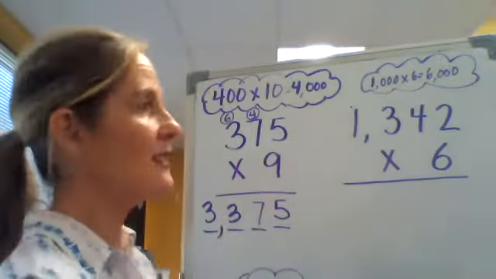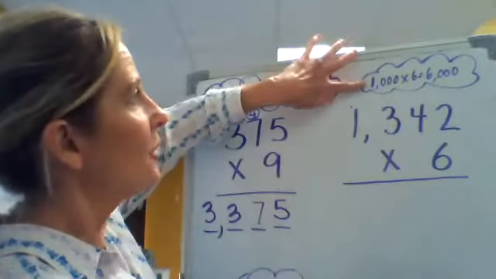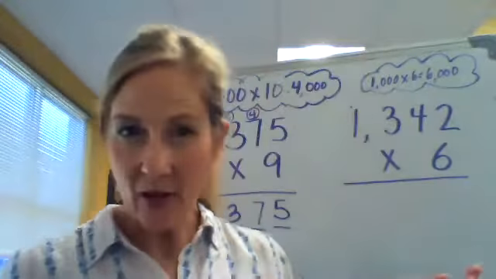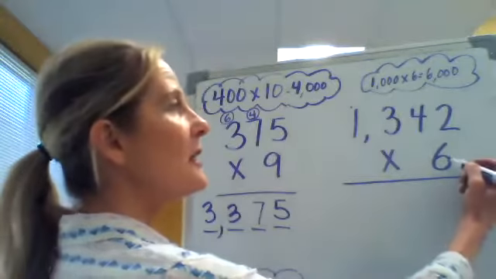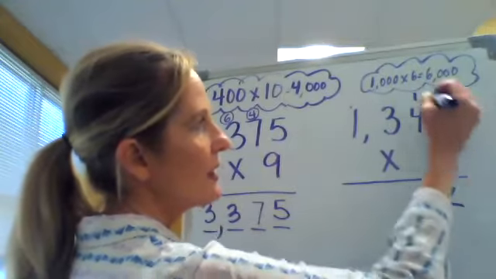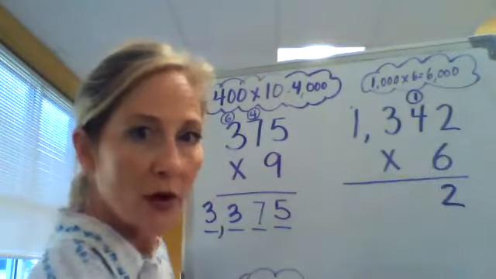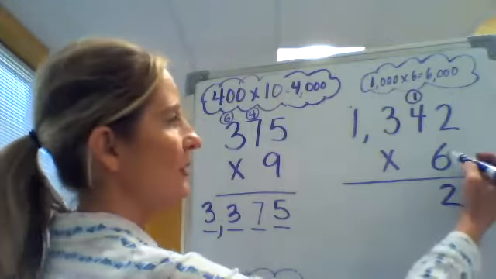1,342 times 6. I used rounding to estimate. 1,000 times 6 got 6,000. Now let's do it for real using our standard algorithm. 6 times 2 is 12. That's one group of 10 and 2 ones. And some people like to circle the number that you're regrouping just so it stands out. And you can do that if you want to.